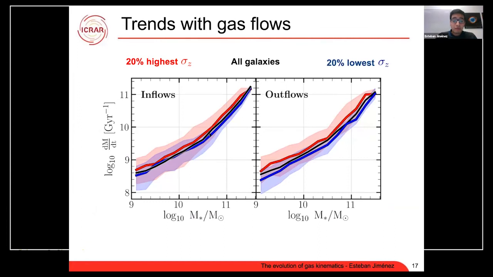We also look at the effect of inflows and outflows. On the left-hand side panel is the accretion rate as a function of stellar mass, and on the right-hand side, the outflow rate as a function of stellar mass. And again, you can see that across the whole mass regime, galaxies that have higher velocity dispersion also display higher inflows and outflows. So these galaxies tend to have constant flows of gas across all their history.